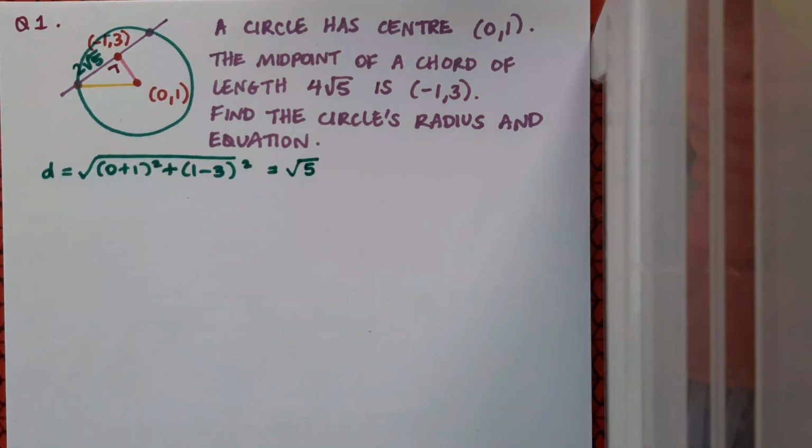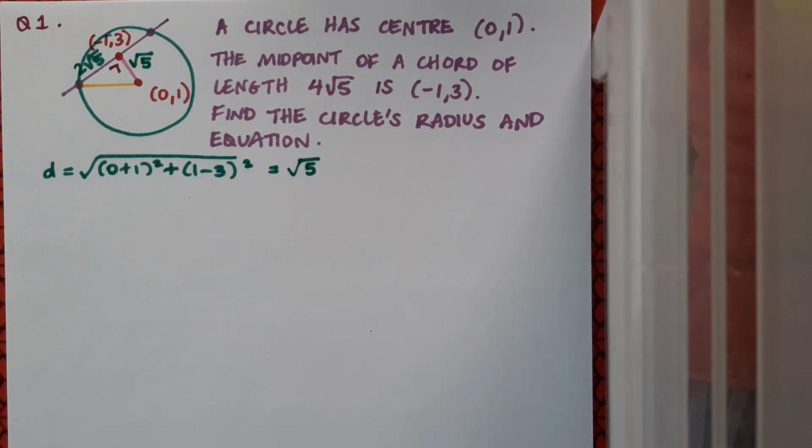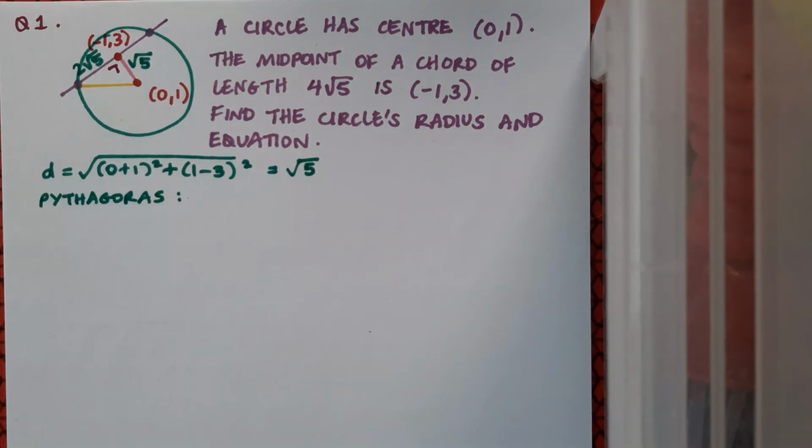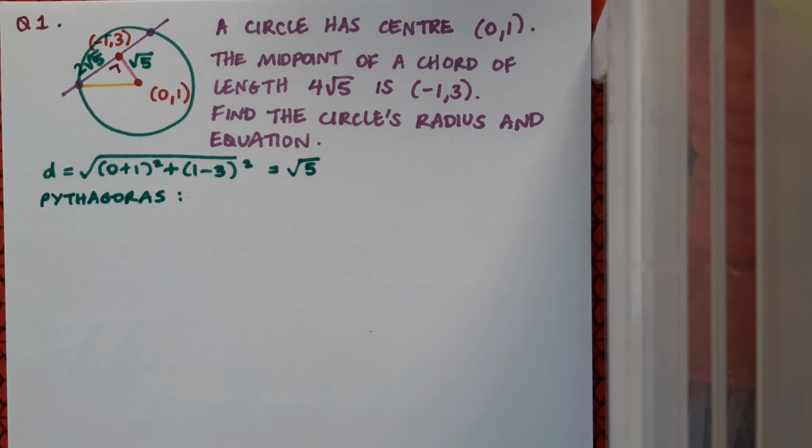And this distance comes out as root 5. And now, just like in the example, we want to find the radius, and that's the hypotenuse of this right angled triangle, so we can use Pythagoras for that. Again, it's the radius that I'm looking for.